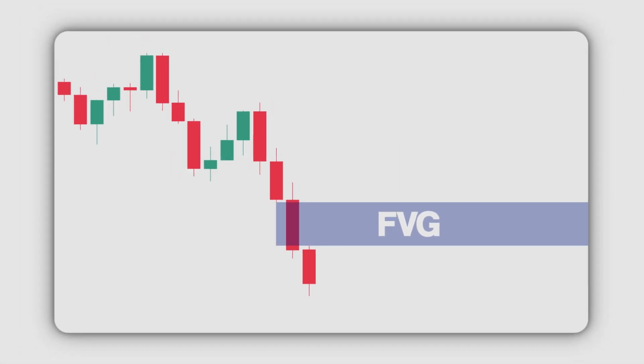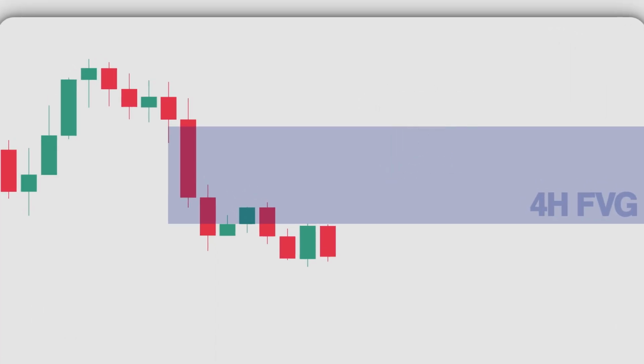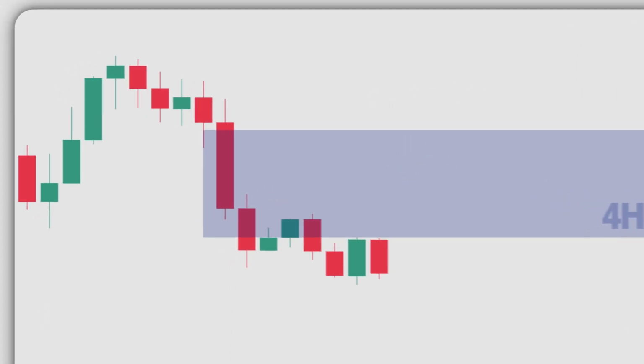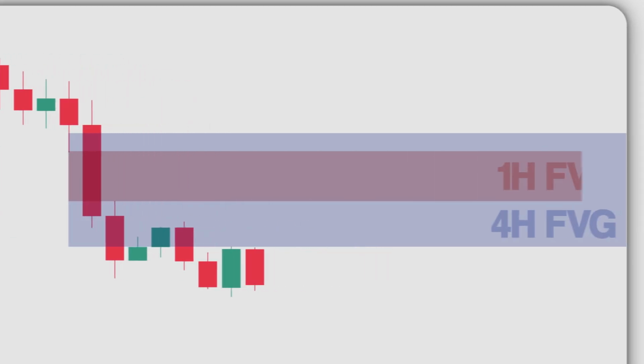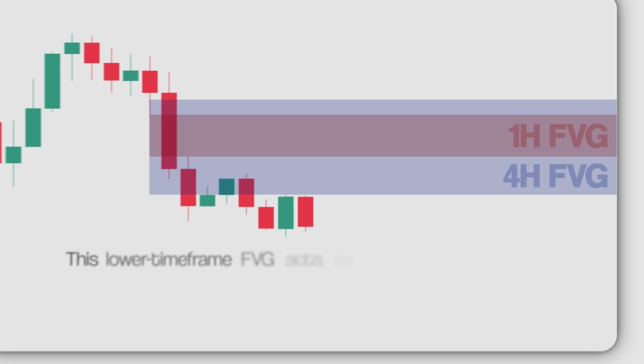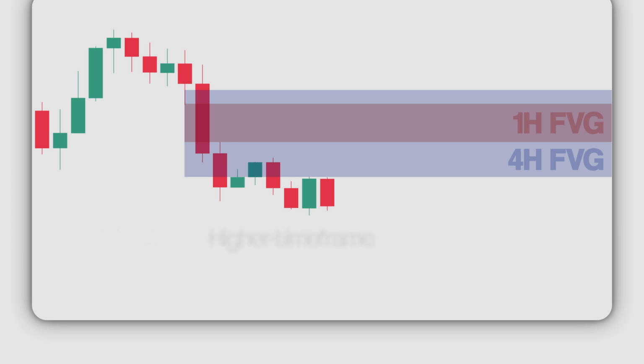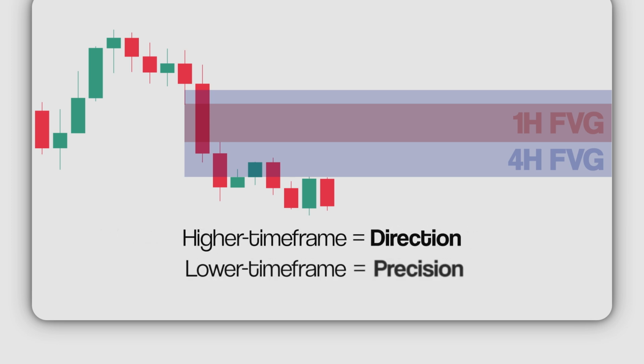Instead of entering directly on the 4-hour chart, I switch to one time frame lower, which is the 1-hour time frame. On the 1-hour chart, I look for a new fair value gap that forms inside the boundaries of the 4-hour fair value gap. This lower time frame fair value gap acts as confirmation, showing that imbalance is still respected within the higher time frame zone. In other words, the higher time frame gives us direction, and the lower time frame gives us precision.